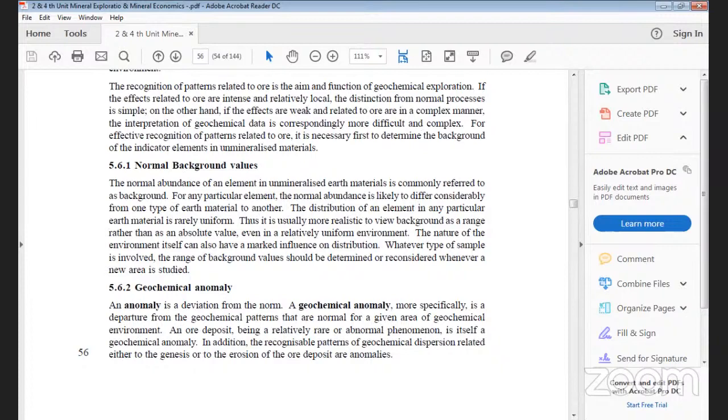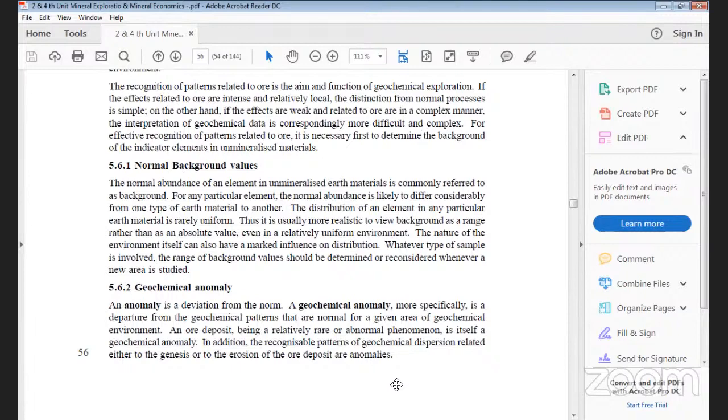What is a geochemical anomaly? An anomaly is a deviation from the norm. A geochemical anomaly is especially a departure from the geochemical patterns that are normal for a given area or geochemical environment. Suppose you see a deposit; it may be related to an abnormal phenomenon, or it may have a geochemical anomaly, but how can we recognize the patterns?